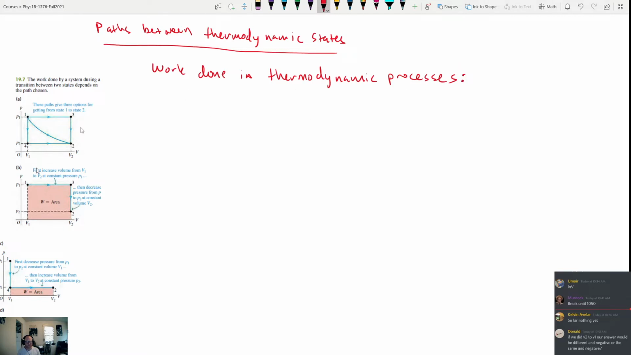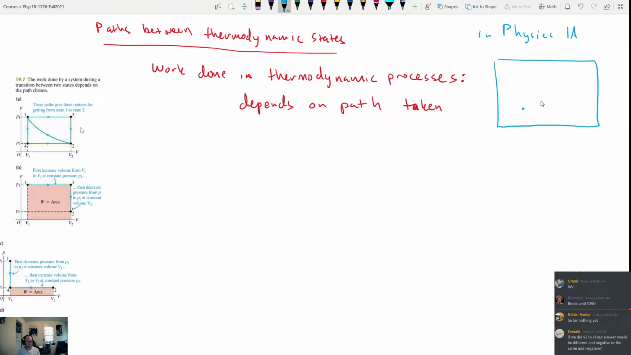Okay, so the work that we do in thermodynamic processes depends on the path taken. This shouldn't be too surprising because we can compare what we're about to talk about to something that's really simple. So let's think about Physics 1A, just as an aside, okay? And let's think about a table, and let's think about moving a block across the table.